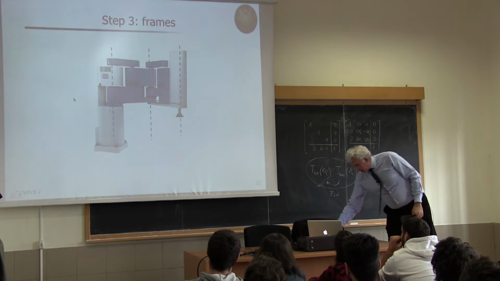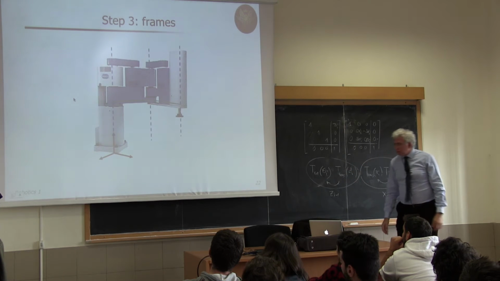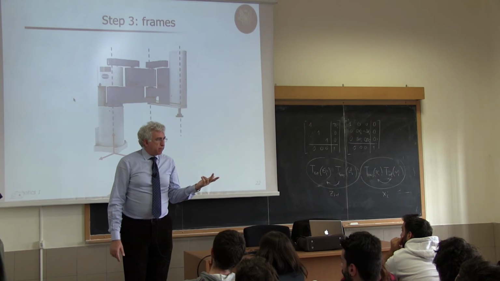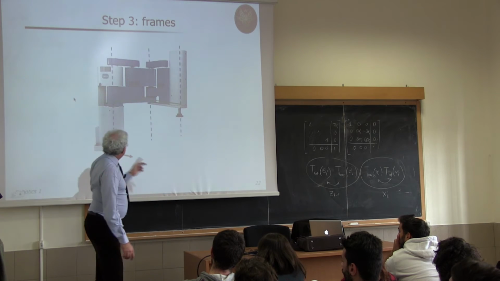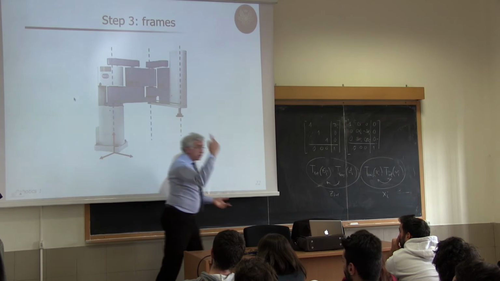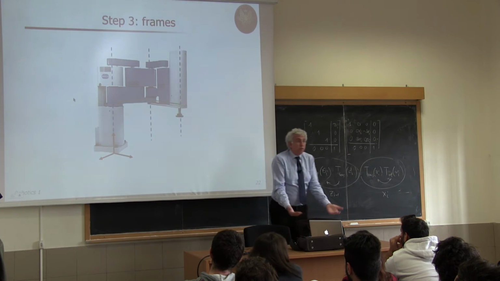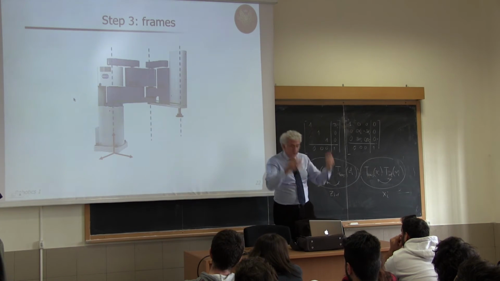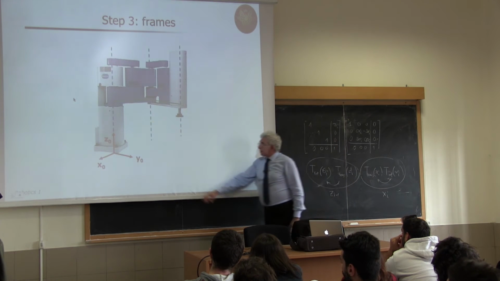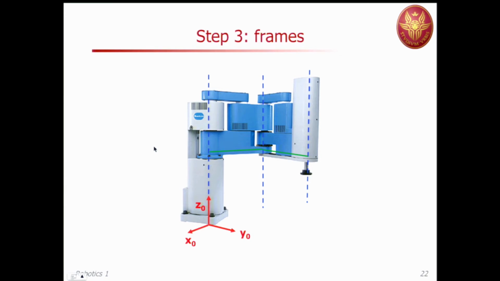Okay? So I start with the base frame. This has some ambiguity. The origin and the x0 axis are arbitrary. What do I mean by that? This will certainly be z0, and I'm choosing it upwards. Why? Because this is on the floor. I want to compute positive z in the air, not in the concrete. So z0 will go there.